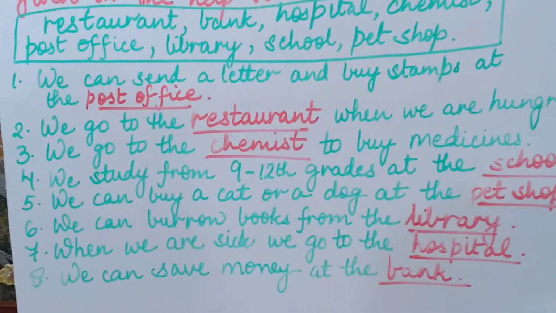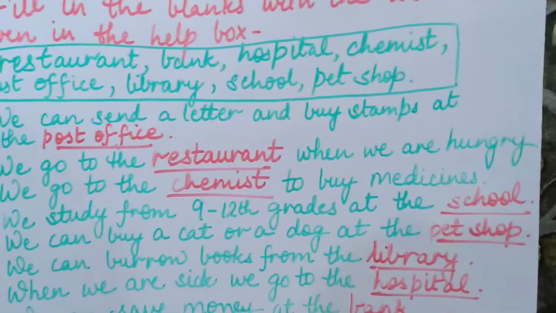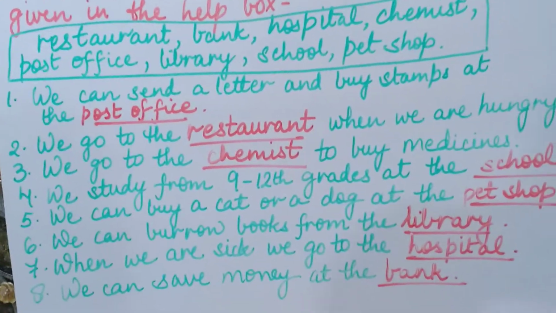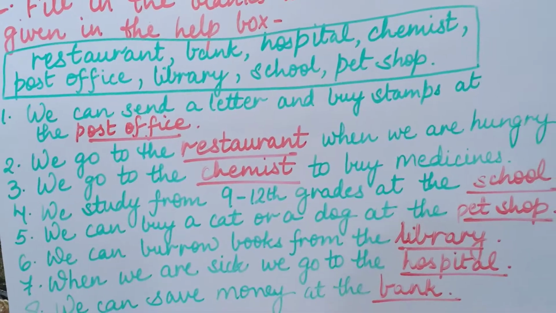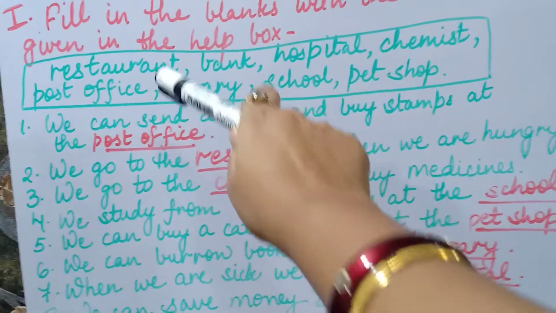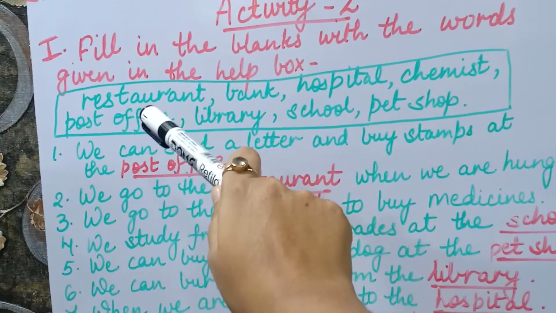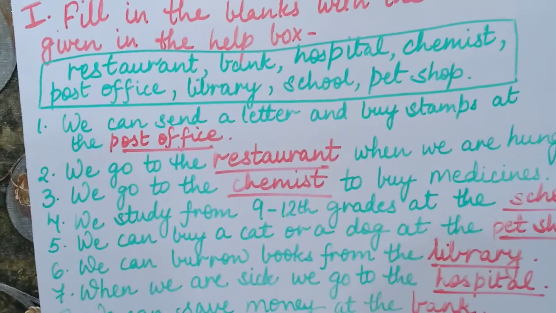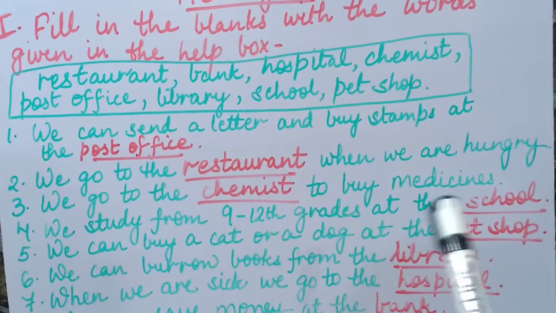Now second question, we go to the dash when we are hungry. जब हमें कभी भूख लगती है और कुछ अच्छा खाने का मन करता है, बाहर का खाने का मन करता है, तो हम लोग कहाँ जाते हैं खाने? Restaurants. Okay, so the correct answer is given here, restaurant. RESTAURANT, restaurant.